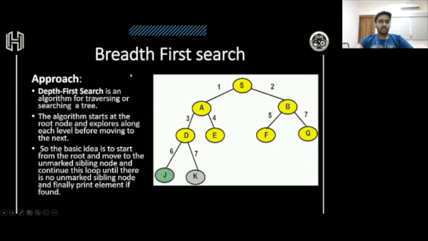So DFS. Okay, so this is not D, this is B. It is breadth first search. It's an algorithm for traversing or searching the tree. The algorithm starts at the root node and explores along each level before moving to the next level. So the basic idea is to start from the root node and move to the unmarked sibling nodes and continue this loop until there is no unmarked sibling node, and finally print if element is found.